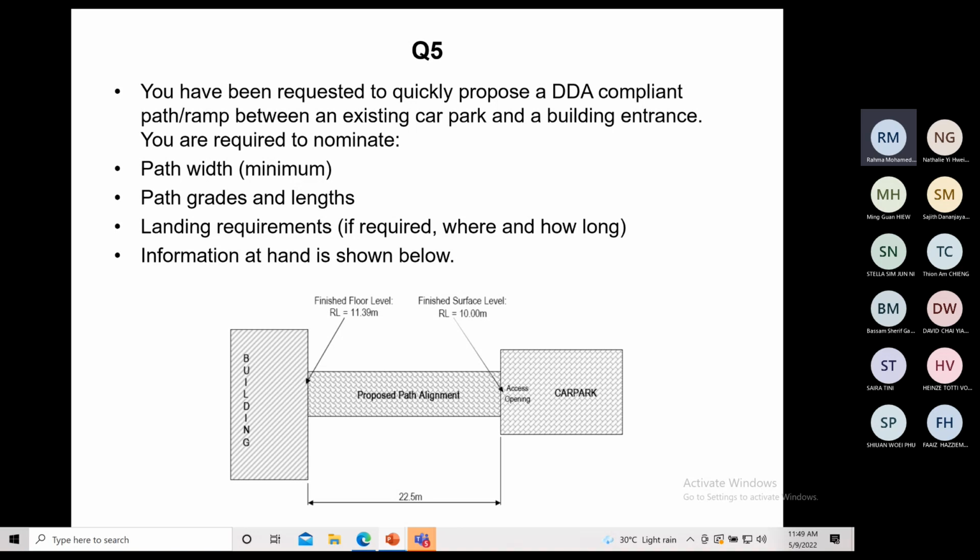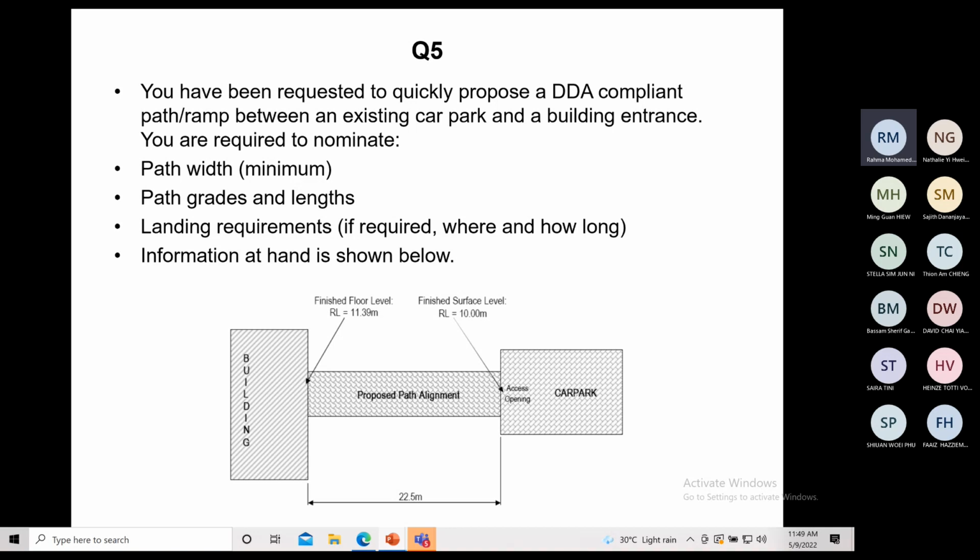So depending on which one you use, we will know whether it's a ramp or a walkway, depending on the gradient you will use. In this case, you are also asked to nominate path width, and that will also depend on which category you want to cater for. For example, if you want to cater for single users, single person users, the minimum width is 1000 millimeters. But if you want to cater for one wheelchair user, you have to provide a minimum width of 1200. So it depends on who you want to cater for.